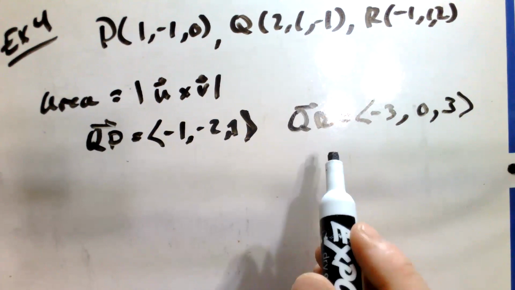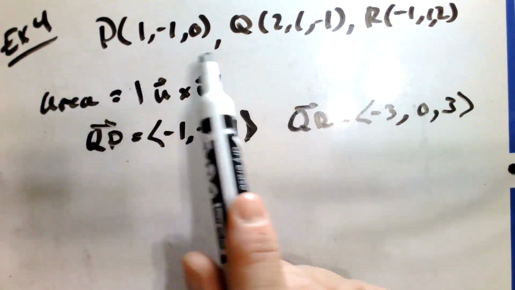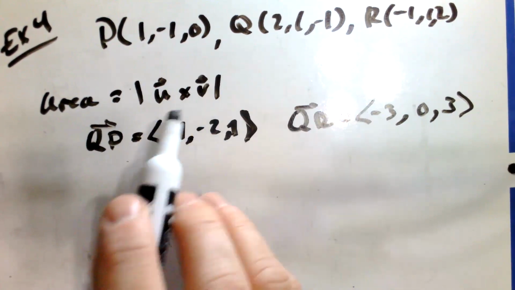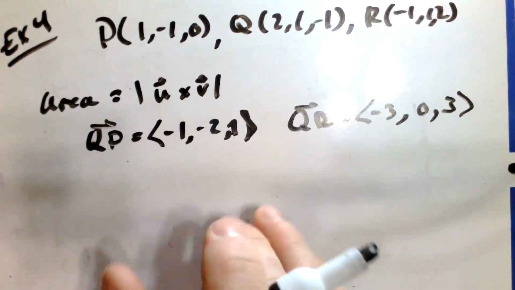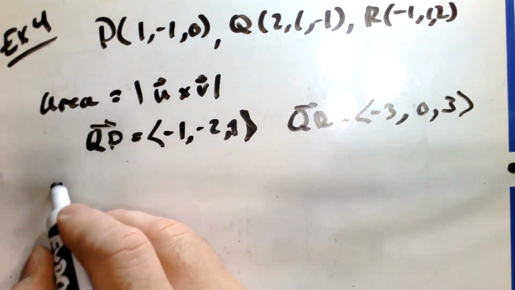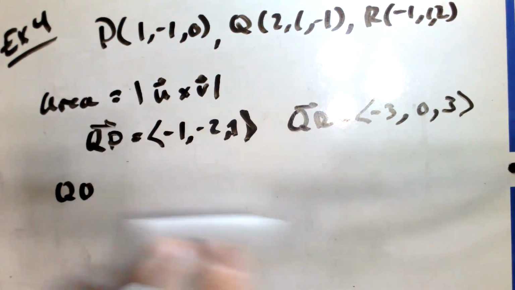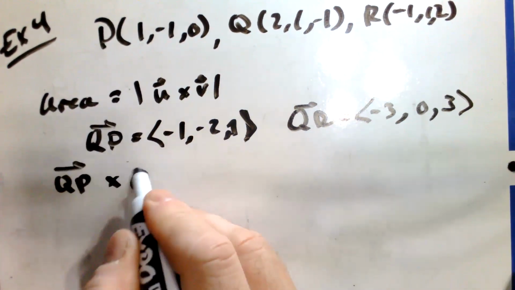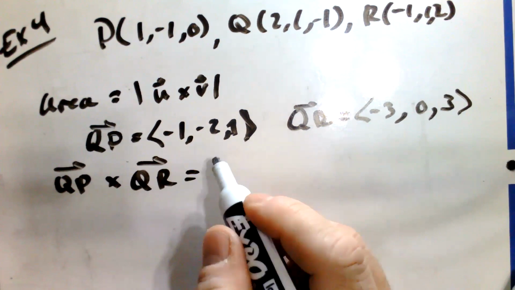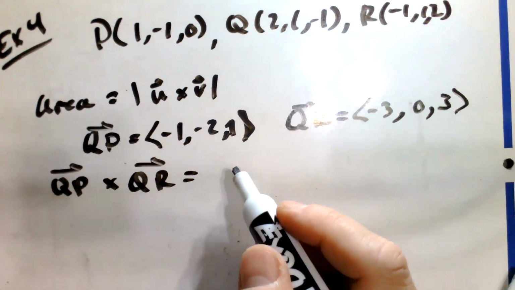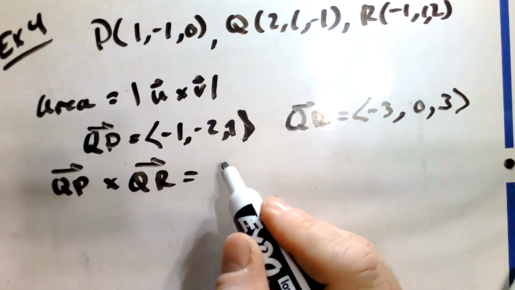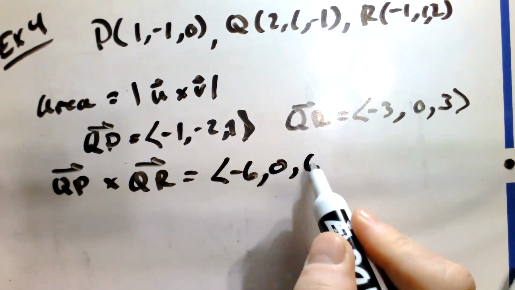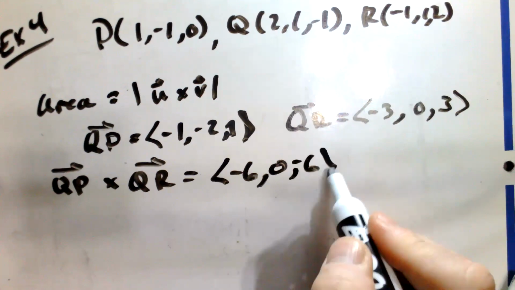And from this point, you notice you would get the exact same result if you do the other way; the vectors will just be pointing in a different direction. But since we're looking at magnitude for area, it's not going to change anything. So let's look then at the cross product, QP cross QR. Okay, so if we look at the cross product here, we get, looks like -6 in the i hat minus 0 and 6 negative in the k hat.